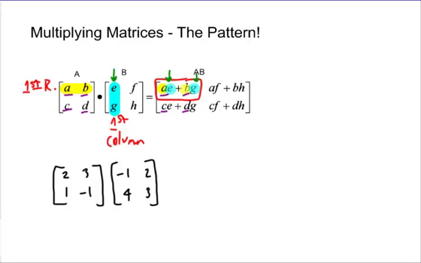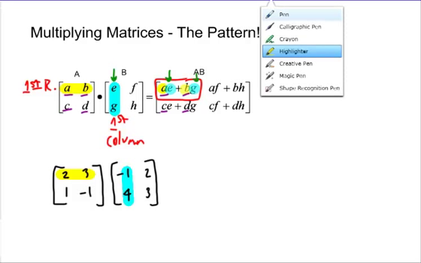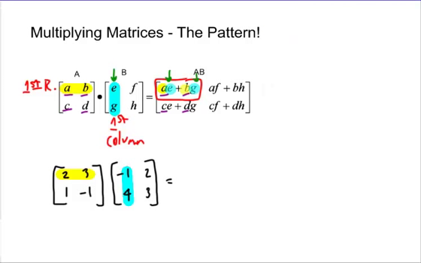So what I'm going to do is go with this first row, first column. And when I do my math, first row, first column. So 2 times negative 1 plus 3 times 4. That's the first row, first column. And now I can do first row, second column. And so when I do first row, second column, I want to have 2 times 2 plus 3 times 3.